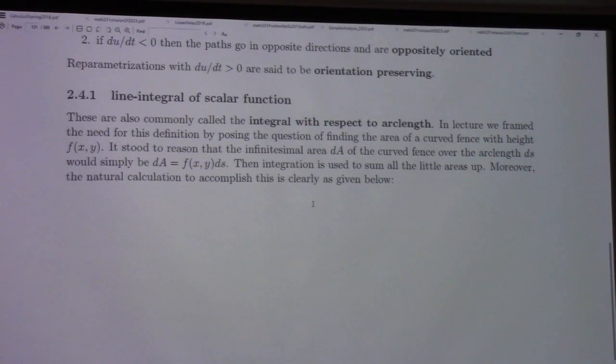So that brings us to the line integral of a scalar function, which I will make some pictures for because I don't have a picture in the notes, and you should see a picture. So let's get to that. Any questions before I erase all this?